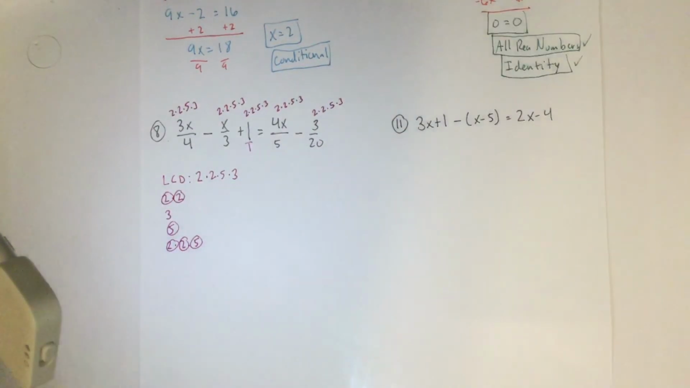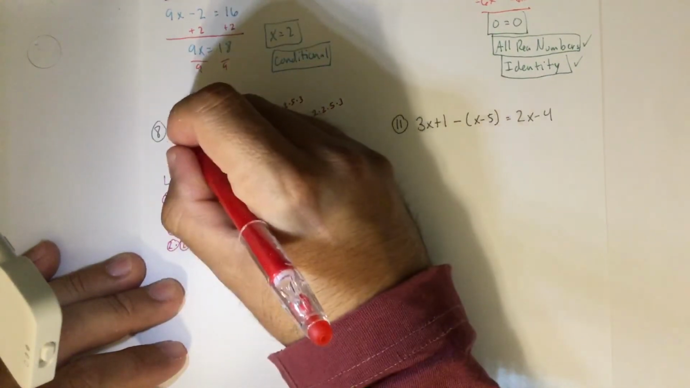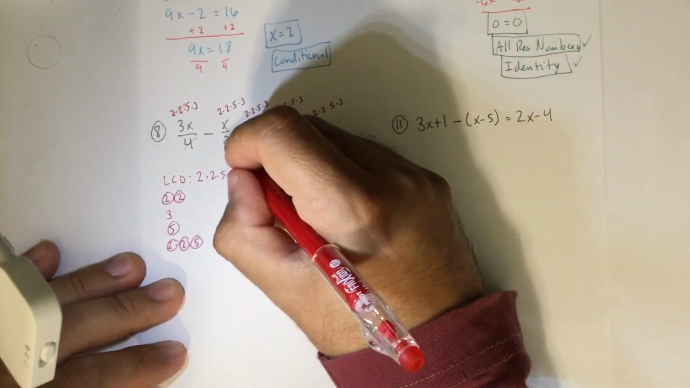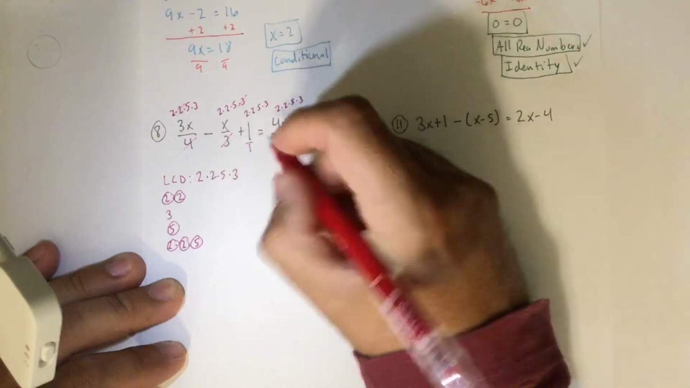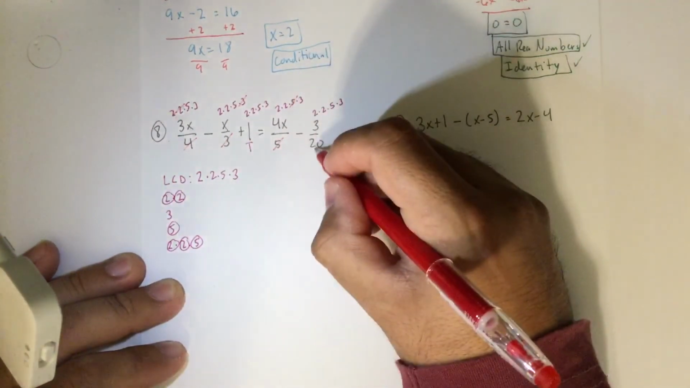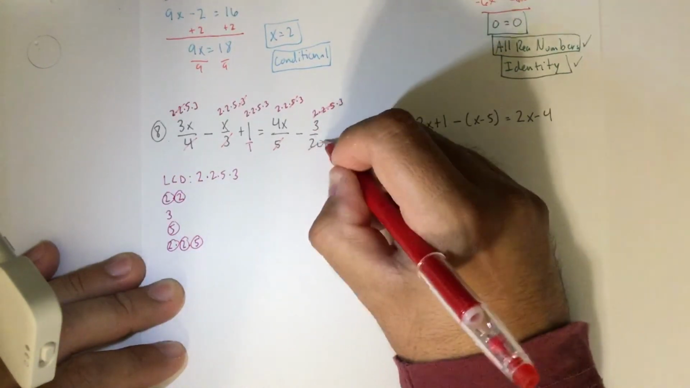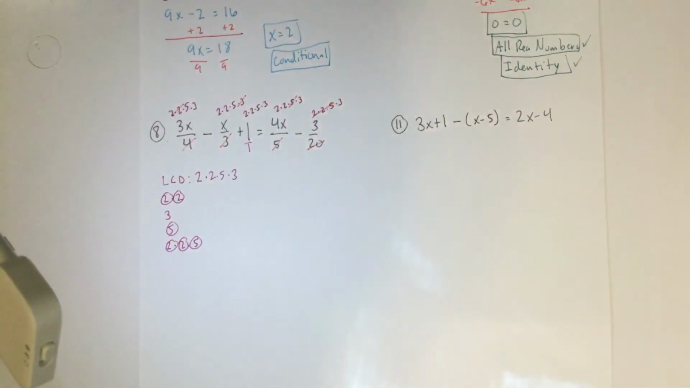All right, for the first one, I can see this one has 4. And on the top, 2 times 2 is 4. The bottom of the second one, we just have the 3. And this one has nothing. This one, we have the 5. And 20 is 2 times 2 times 5, so we can get rid of that, and the 20. All right, so let's rewrite this, see what we have left.